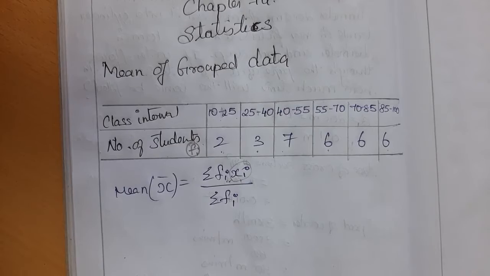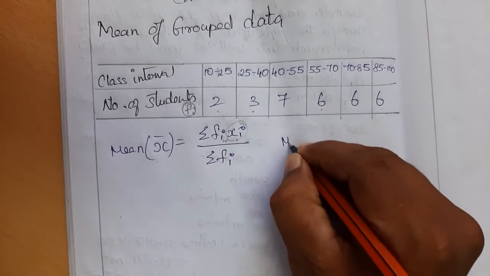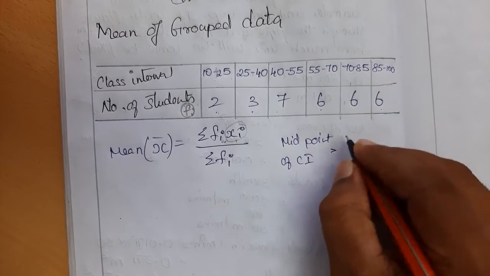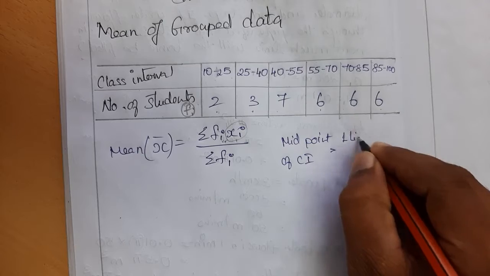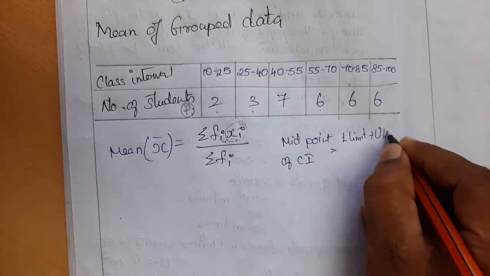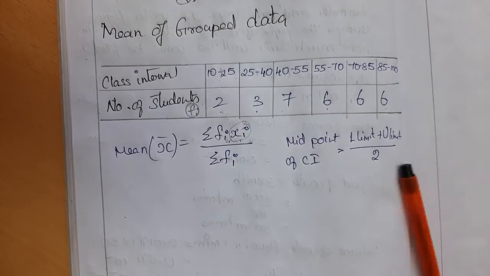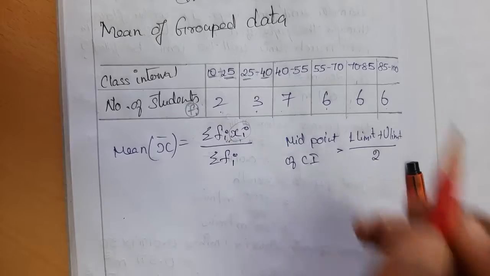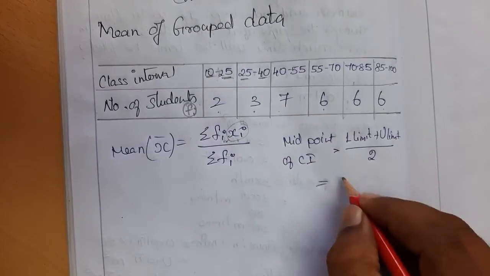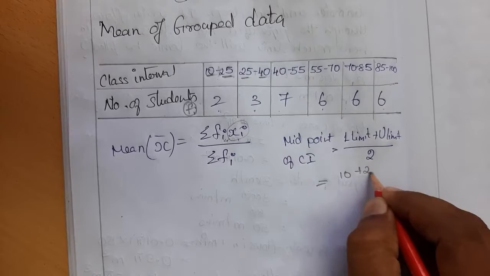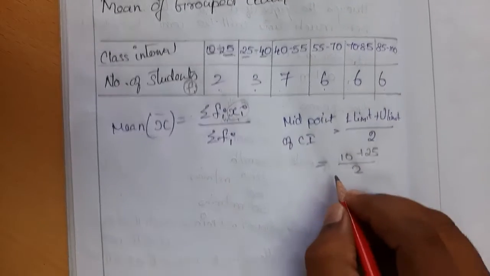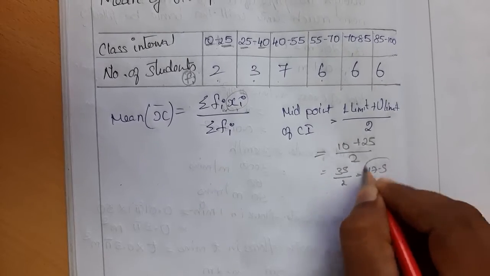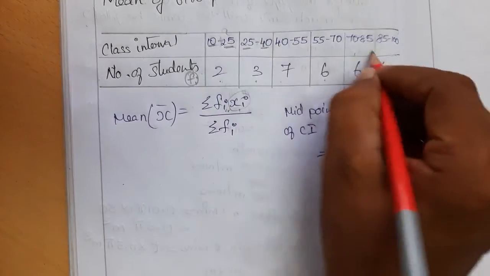We can find the midpoint of the class interval by lower limit plus upper limit by 2. So we call 10 the lower limit and 25 the upper limit; 25 is the lower and 40 is the upper. For each class we can find it. So 10 plus 25 by 2. 10 plus 25 is 35. 35 by 2 is 17.5. So 17.5 will be the x1. Like that we have to find it for the rest.